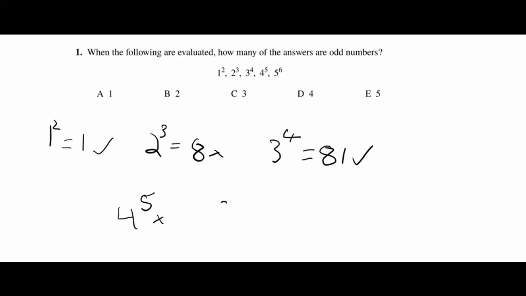And then 5 to the power of 6, well, 5 times 5 is 25. And so if we keep on multiplying a number that ends in 5 by 5, we're going to carry on getting numbers that end in a 5. And since a number that ends in a 5 is odd, 5 to the power of 6 must be odd. And so we have 3 odd numbers, and so the answer is C.